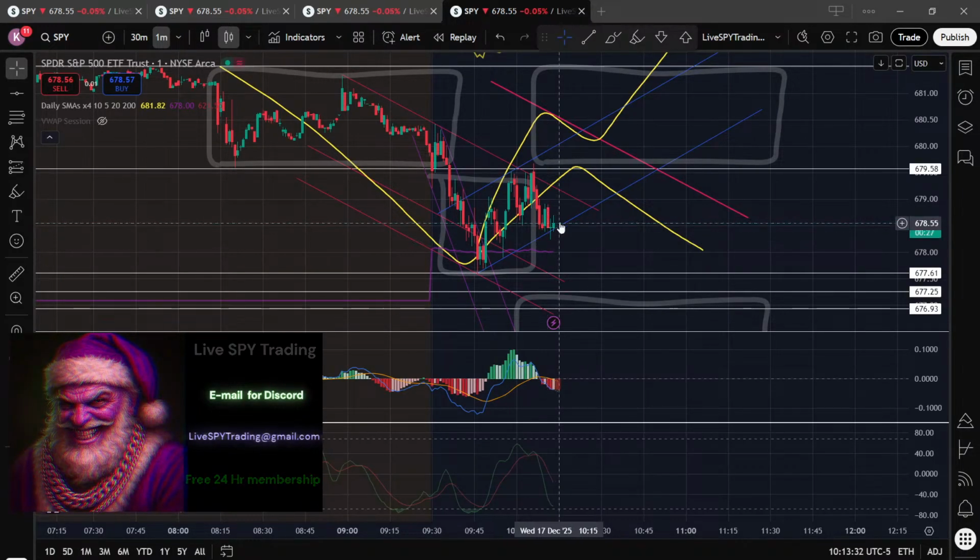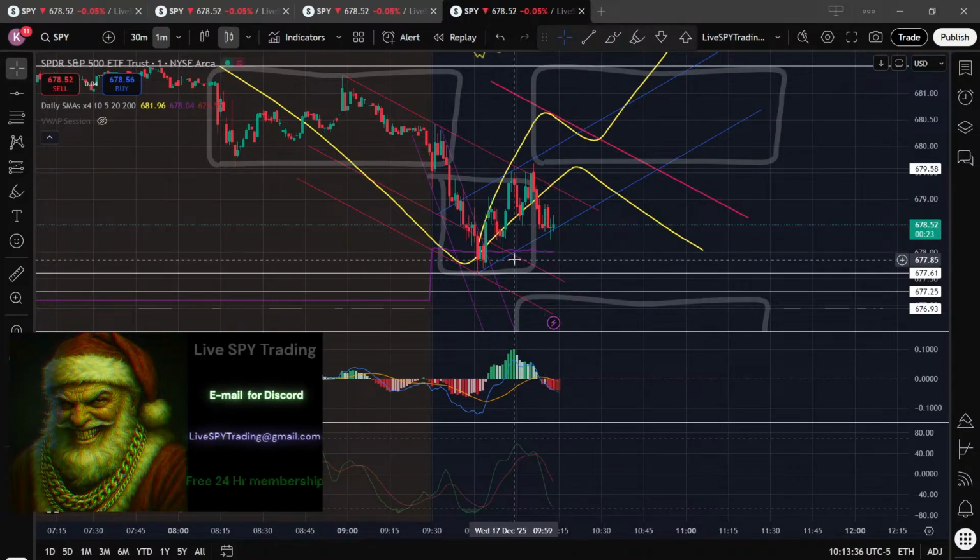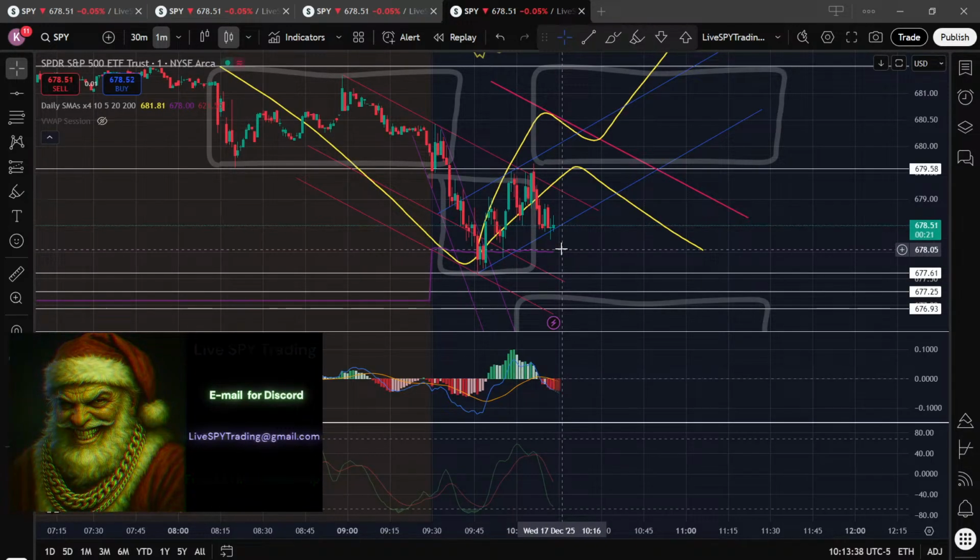Now, if we get a nice momentum candle and it just shoots under the 20, and then they start to stack, sure, jump on, ride the wave. But measure risk to reward. That's all I got to say. Don't let them fake you out. Wait for it to be obvious.